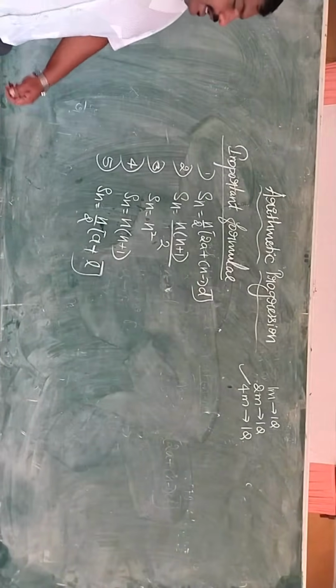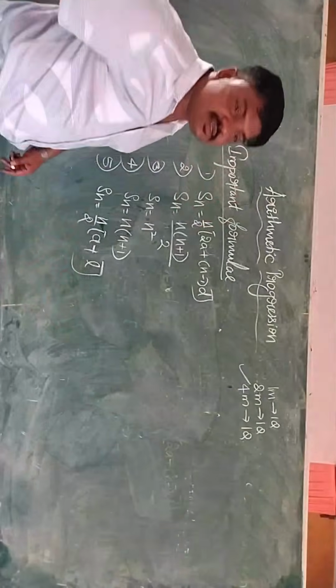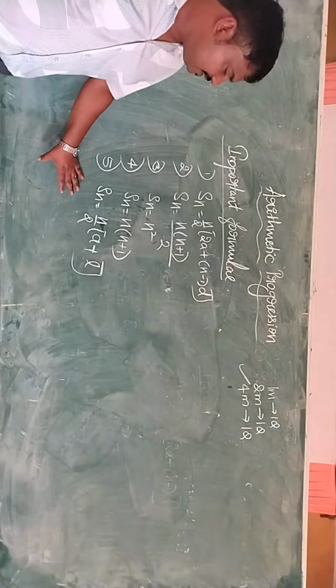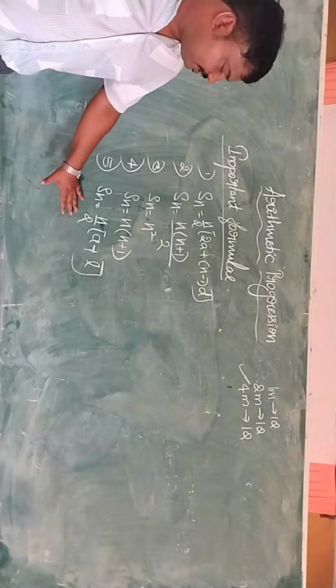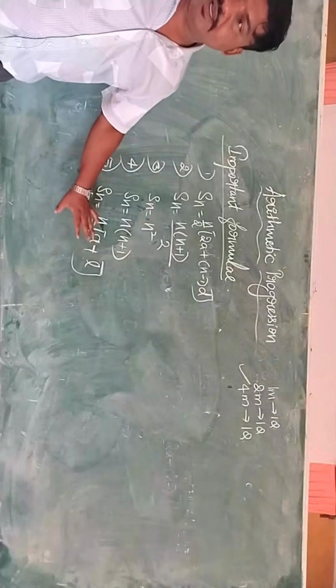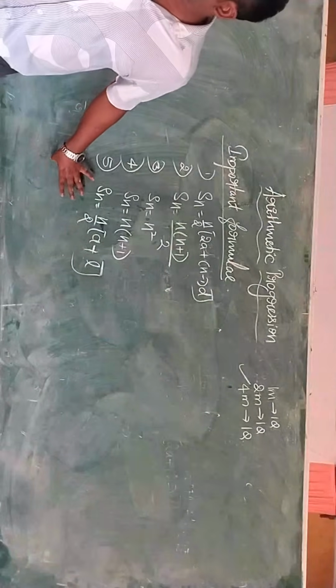Then the last one, Sn is equal to n upon 2 into a plus l, or a plus tn. This is the formula used to calculate when the first term and last term are given. Okay, do you have any doubts here?